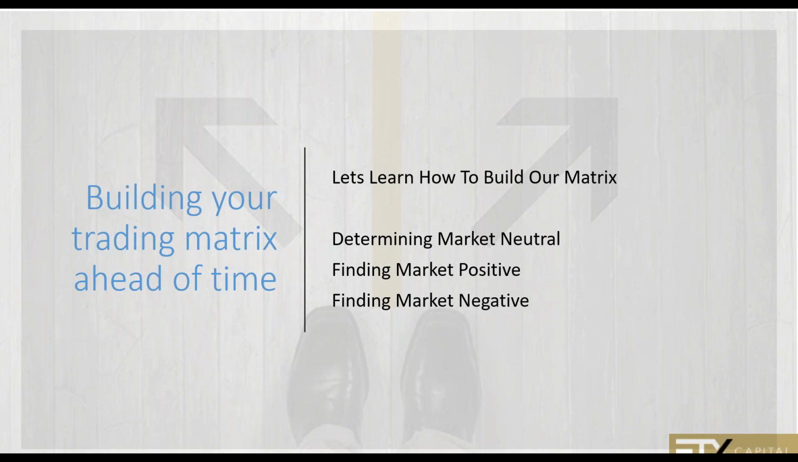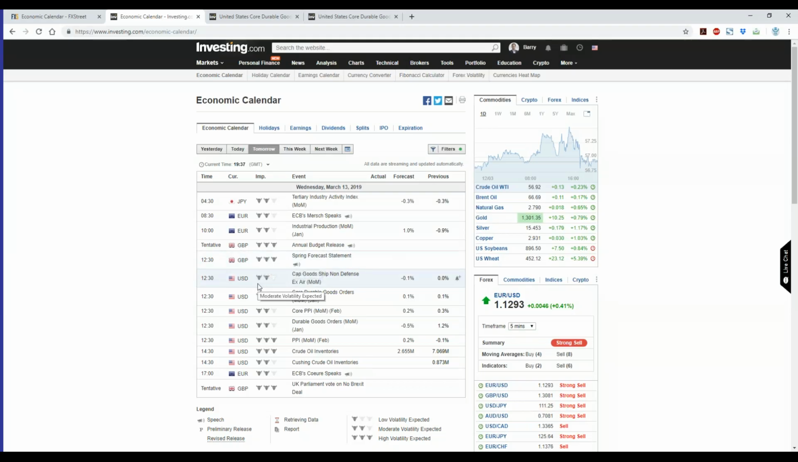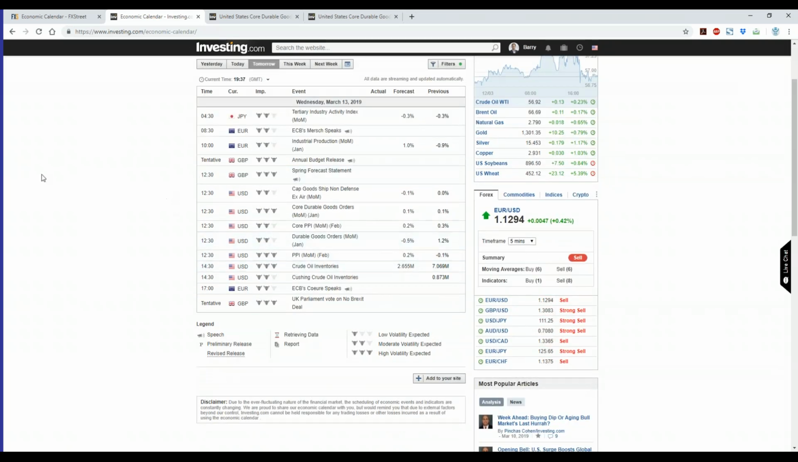So let's go back to the economics calendar. Now, we can see, actually, I've screenshot this. Let me just get, instead of here, let me get on a screenshot. It's easier for me to draw my circles and everything for you on a screenshot.